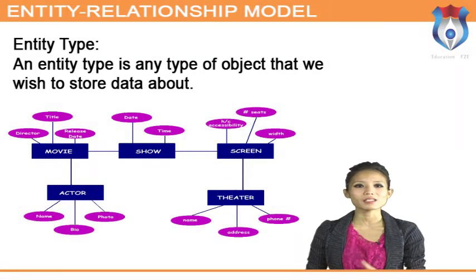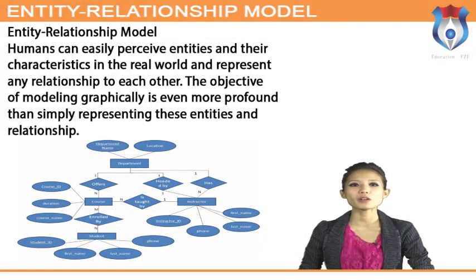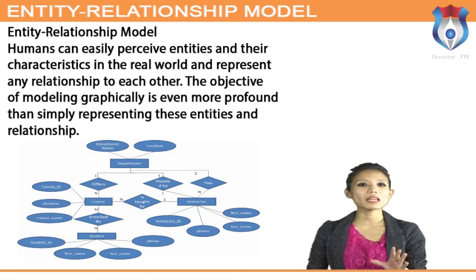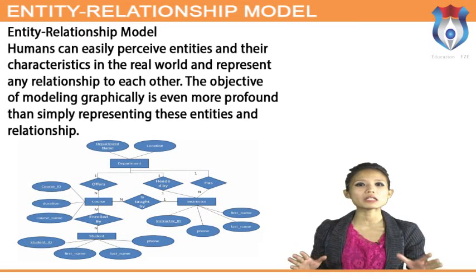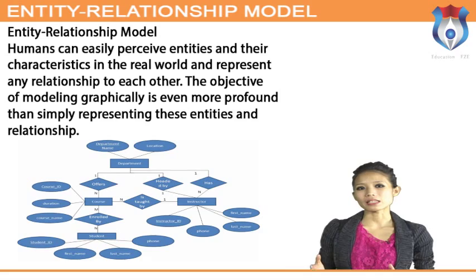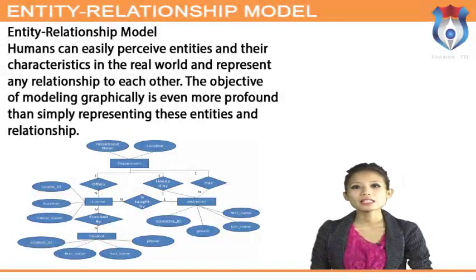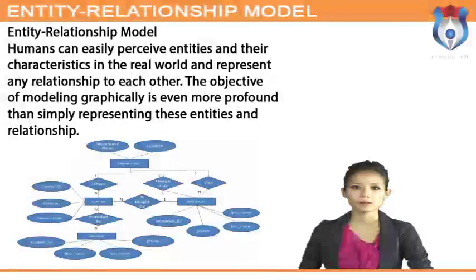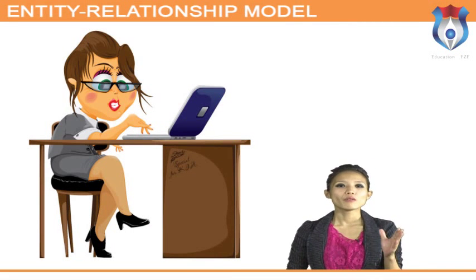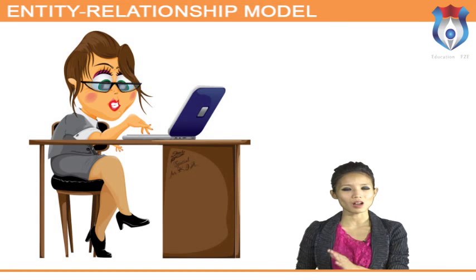to represent that set. Humans can easily perceive entities and their characteristics in the real world and represent any relationship to each other. The objective of modeling graphically is even more profound than simply representing these entities and relationship. An entity is a thing or an object in the real world that is distinguishable from all other objects. Example: in our faculty course student. Example: faculty, students, and courses are entities.